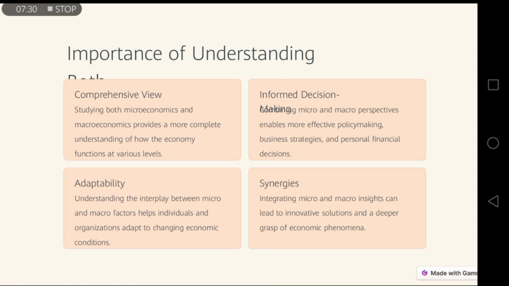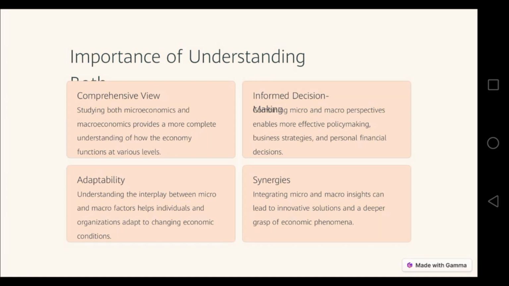Adaptability. The third one is adaptability. Understanding the interplay between micro and macro factors helps individuals and organizations adapt to changing economic conditions. So economic conditions are ever changing, ever growing, and ever flourishing. Economic conditions or any other conditions do not stay the same at any moment or at any time. They are constantly changing.